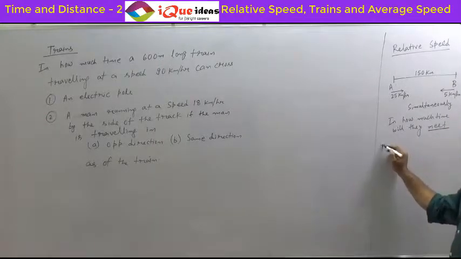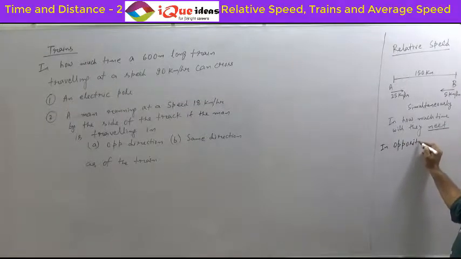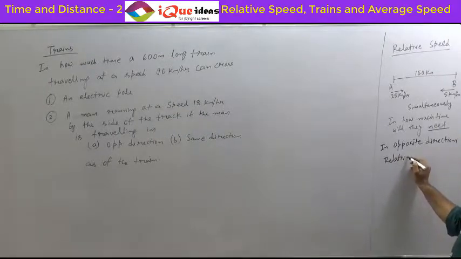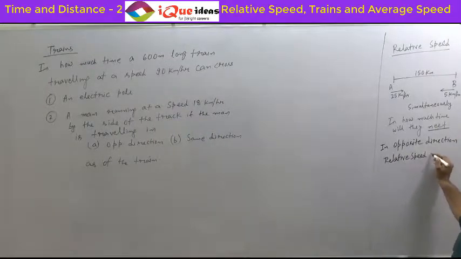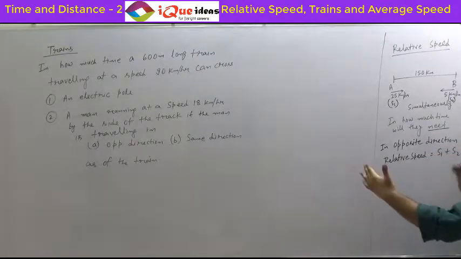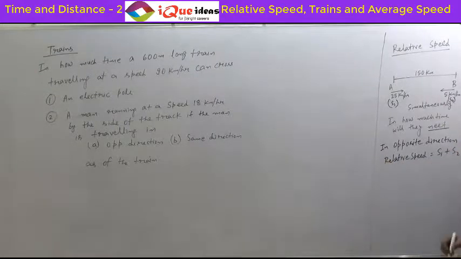So remember, in opposite direction, relative speed is equal to S1 plus S2. If I call this S1, speed first, and S2 the speed second, then relative speed is S1 plus S2. What is the meaning of relative speed? The effective effort or the effective speed by both of them together. That is S1 plus S2.